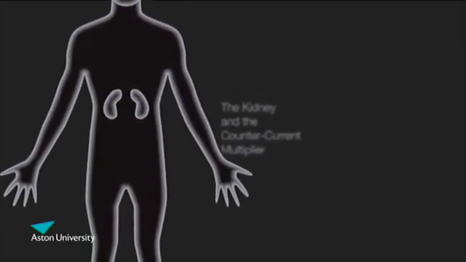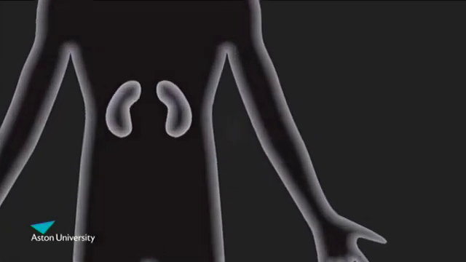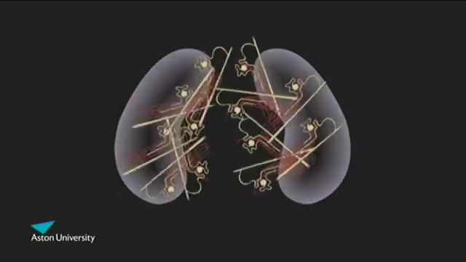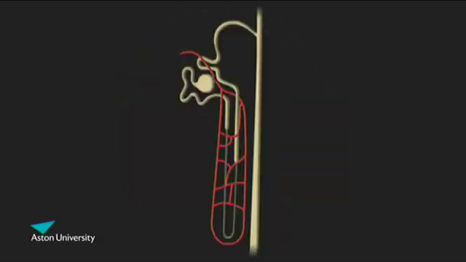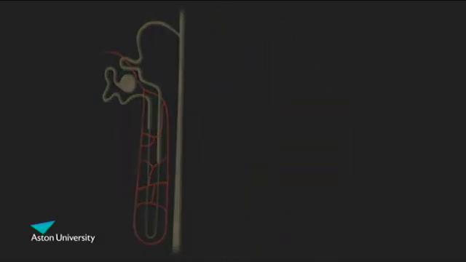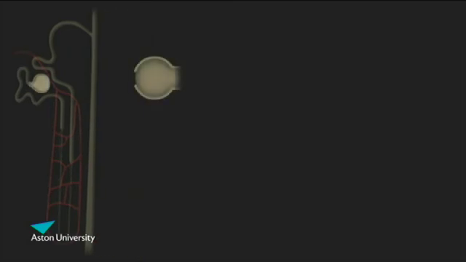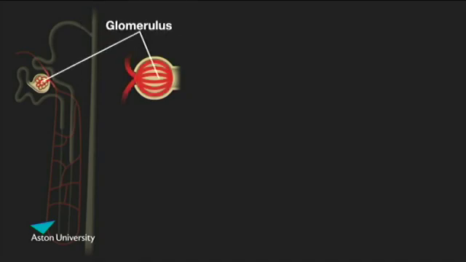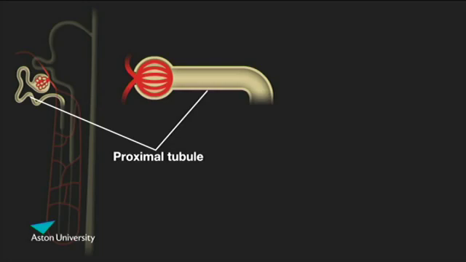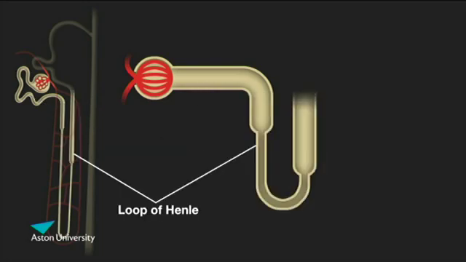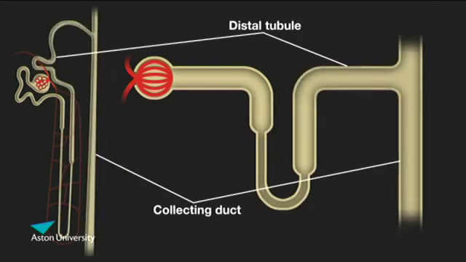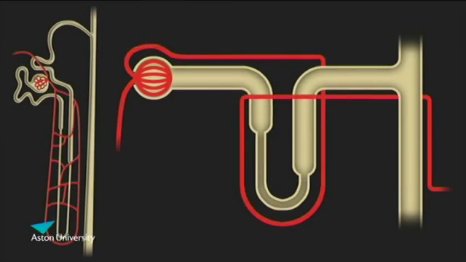The kidney is the body's filtration system and produces urine in its thousands of nephrons, the kidney's basic unit. Each nephron begins with the Bowman's capsule, wrapped around a capillary ball, the glomerulus, which becomes a tubule that eventually forms the loop of Henle, before collecting into tubules and ducts that empty into the bladder.